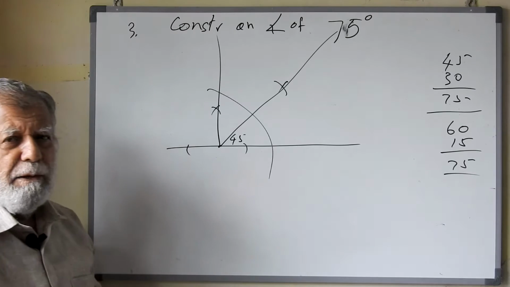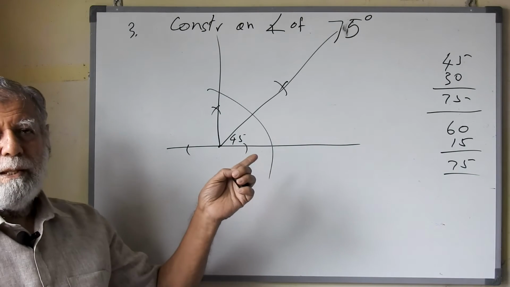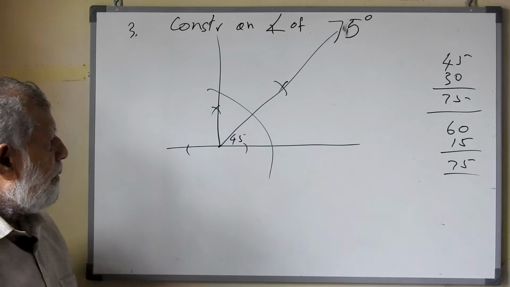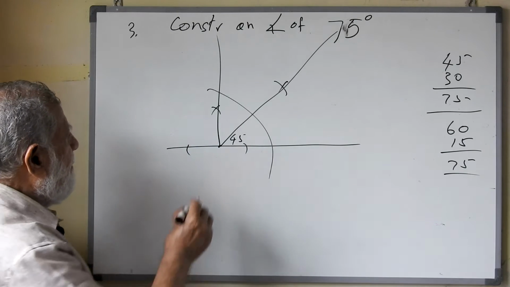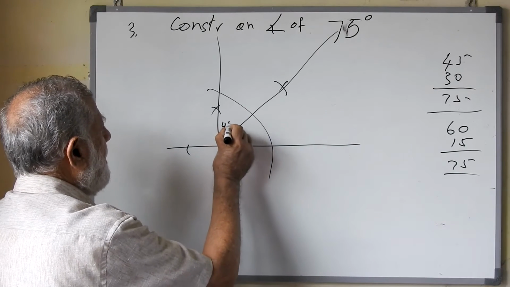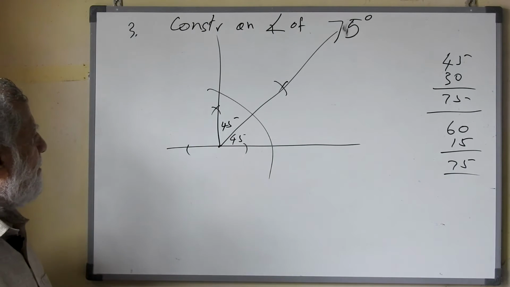Children, you must not erase any of these lines. You have to keep the constructed lines very carefully, so the examiner will be able to find out how you draw it. Now we have got 45 degrees here. And these are also 45 degrees. These are all 45 degrees. Now how to get 30 degrees?